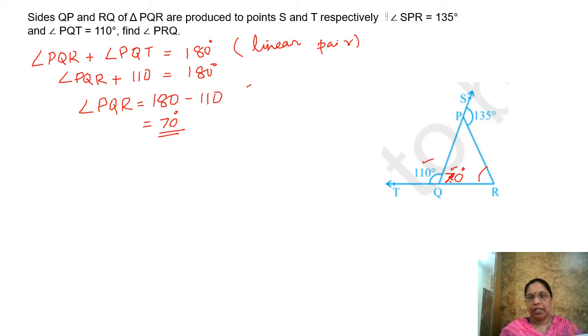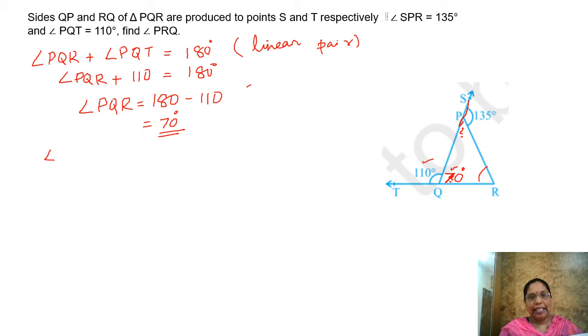This we got it as 70 degree. Now what about this angle? What can you say about that angle? Again linear pair. You can see there is this straight line. On that straight line, what can you write?